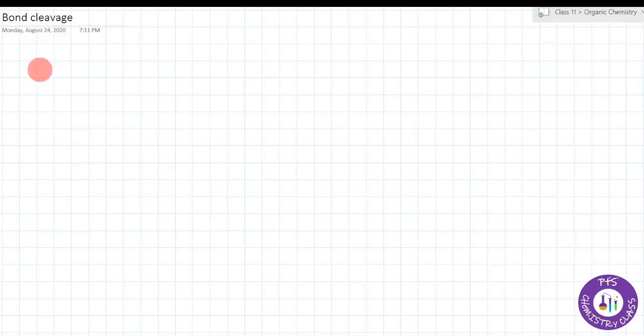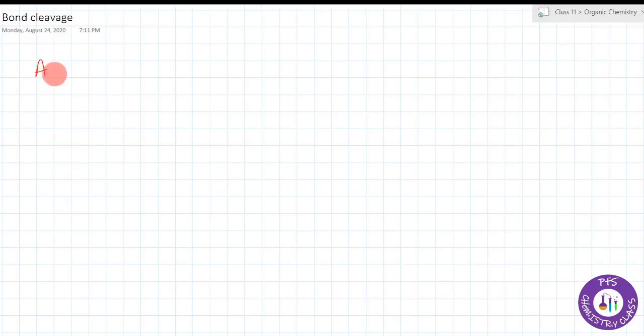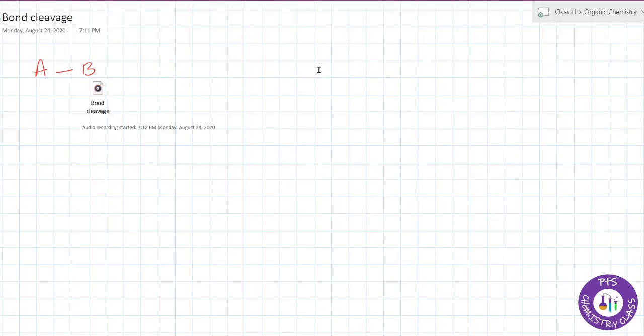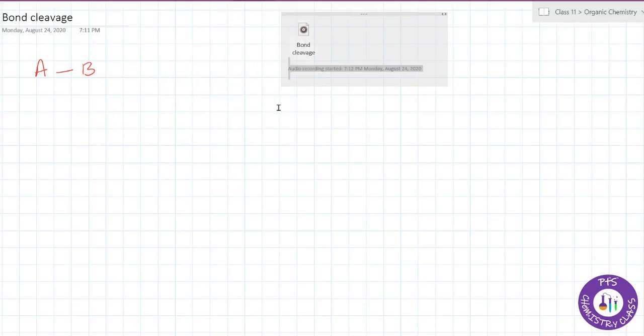So when there is a bond between two atoms like this, A and B, for connecting two atoms, you need one bond, and that one bond will require two electrons. So that you know. Now this bond contains two electrons. Now the first type of cleavage that can take place is called the homolytic cleavage.